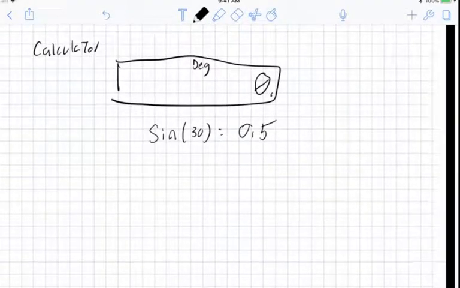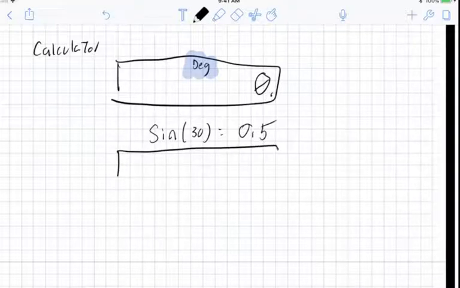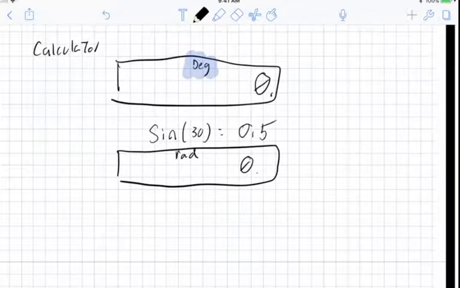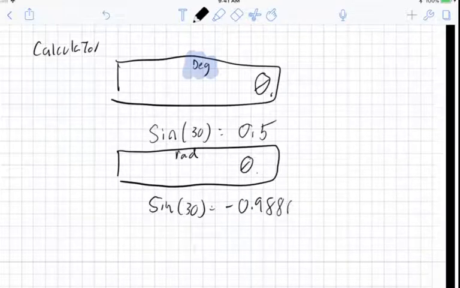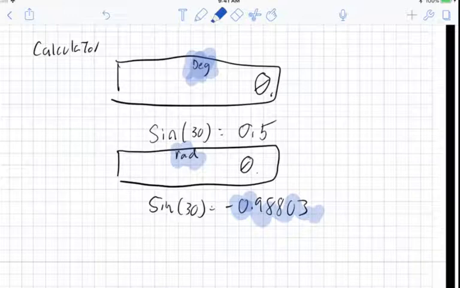I can change this to be a different word. There's a mode button I can change, and I can change this so it says rad. If I type sine of 30 when it's in rads, it says minus 0.98803. Okay, so it's not that this is the wrong answer, it's just that the units for measuring the angles are different. So this is in degrees. This measure of angles is in something called radians.